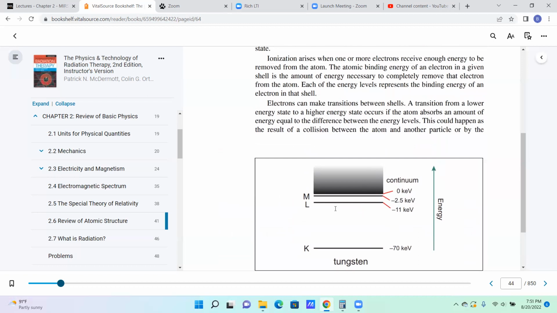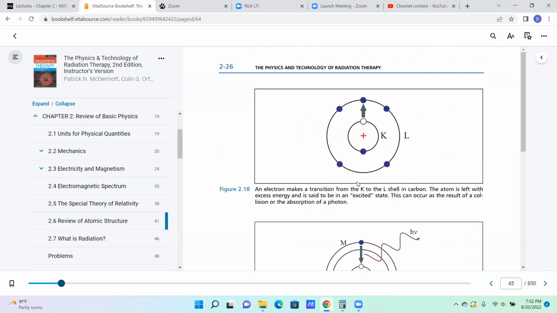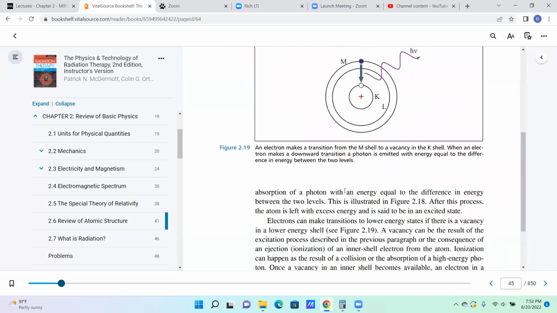A transition from a lower to a higher energy state occurs if the atom absorbs an amount of energy equal to the difference between the shells. This could happen as a result of a collision between the atom and another particle, or by absorption of a photon with an energy equal to the difference between those two levels.